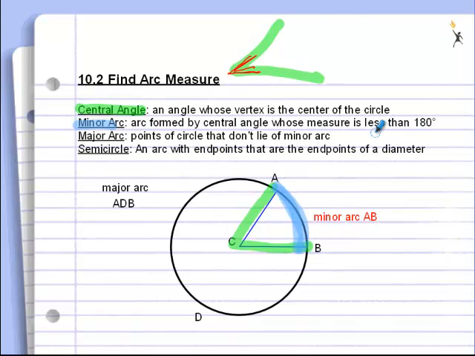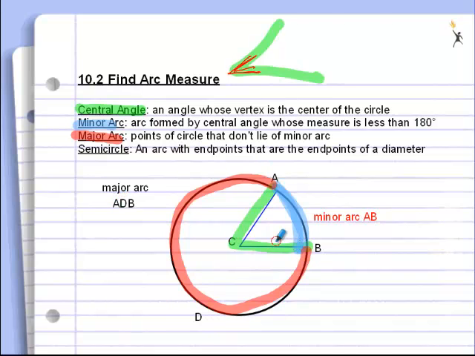And the reason it has to be less than 180 is because anything at 180 is called a semicircle. Anything more than 180 is called a major arc. And that takes us to the next term, major arc. Points of a circle that don't lie on a minor arc. Really simple. If it's a minor arc, then everything else is a major arc. In this case, major arc ADB.